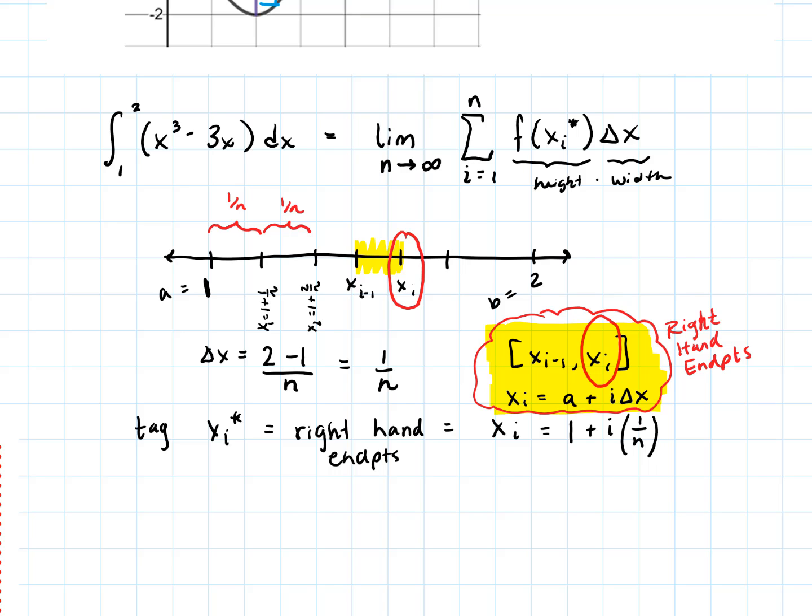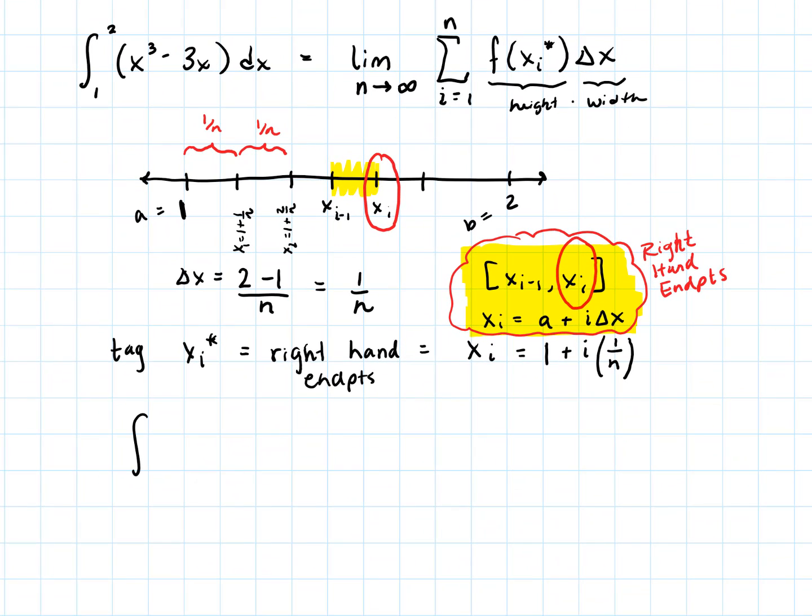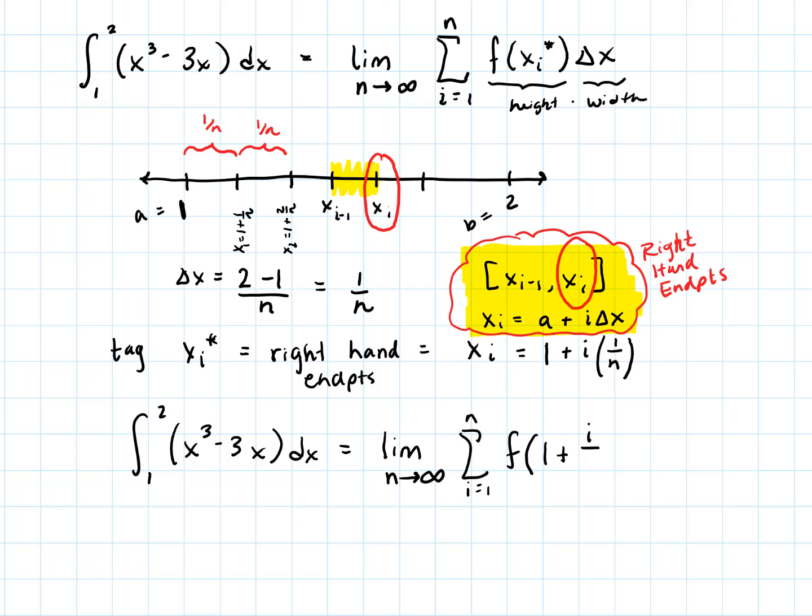Okay, so we know what our right-hand endpoints are, we know what our delta x is. Let's get back to the integral and actually plug that in. So the integral from 1 to 2, which again, remember what that represents, that net area, is equal to the limit as n goes to infinity of the sum from i equals 1 to n. Now our f of x is x cubed, but remember we're actually plugging in f of 1 plus i over n, because that's the right-hand endpoint, times our delta x, and delta x is 1 over n.